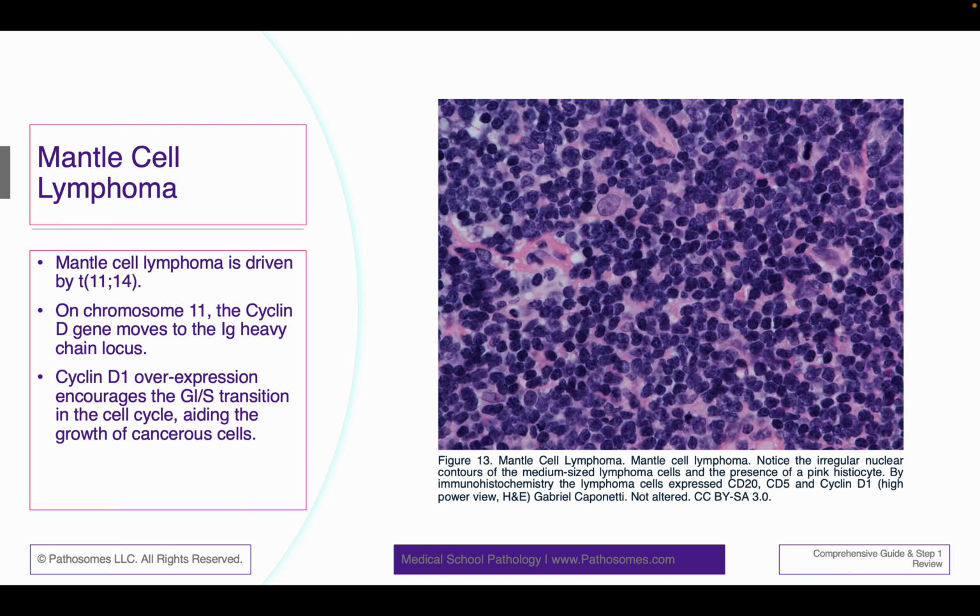Mantle cell lymphoma is typically driven by a translocation between 11 and 14. You remember that, you know all the translocations of importance. Now on chromosome 11, the cyclin D gene moves to the Ig heavy chain locus. Cyclin D1 overexpression encourages the transition of the cell cycle from G1 to S, aiding the growth of cancerous cells.